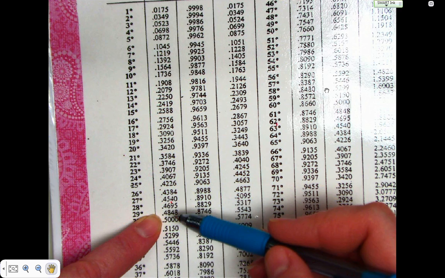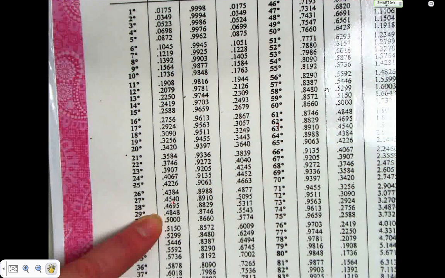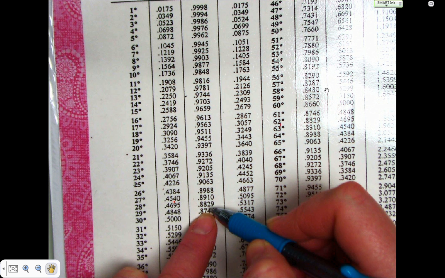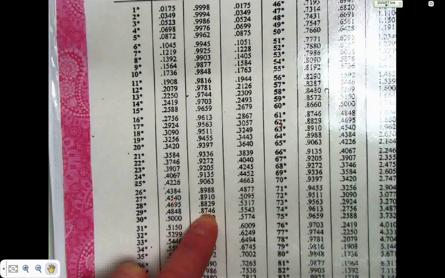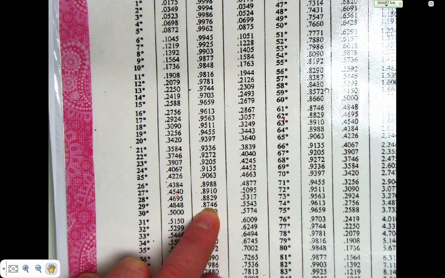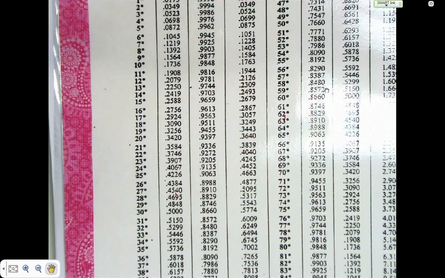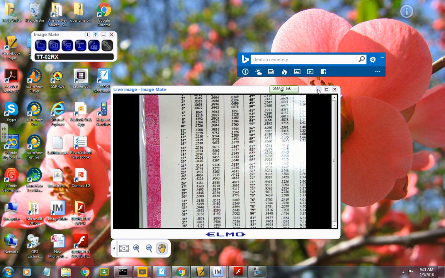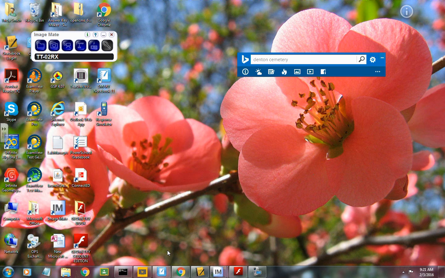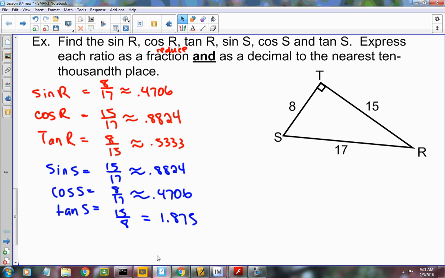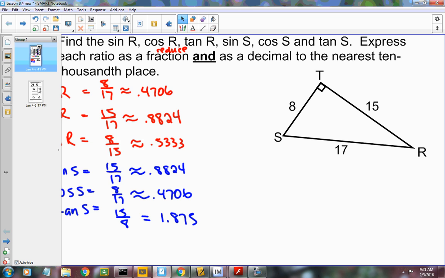What if I had used the cosine? What was the cosine? 0.8824. So if I went under the cosine column, it's 0.8829. So you could use sine, you could use cosine, or you could use tangent. You just have to make sure you're under the right table. This is how we used to have to do it to find our estimation. Now, we have these other calculators that do it all for us, but we have to set it up. So that's what we're doing right now, and then I'm going to show you actually how to set it up.